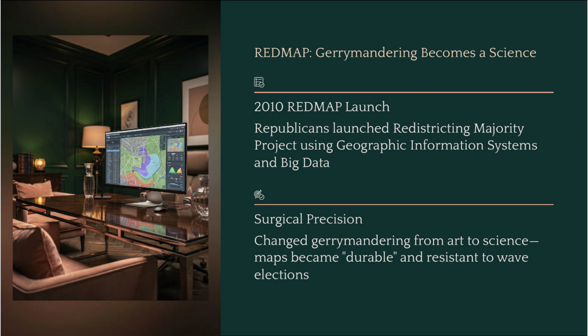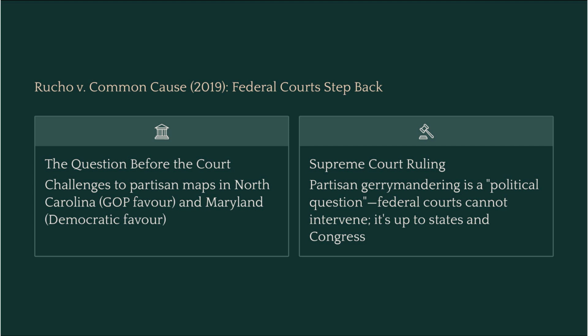Now, they had algorithms. They knew exactly how you voted, what magazines you bought, and how likely you were to turn out. They could draw lines with surgical precision. They created maps that were durable, maps that could withstand wave elections and keep a minority in power for a decade. Reformers hoped the Supreme Court would finally ban partisan gerrymandering.